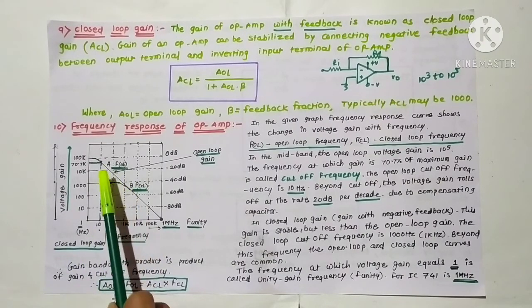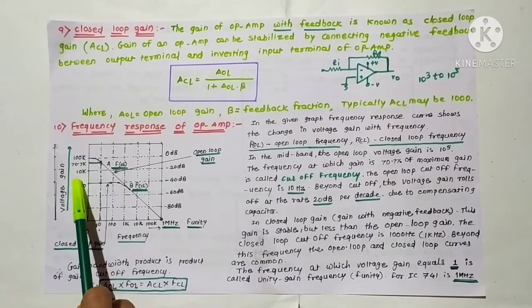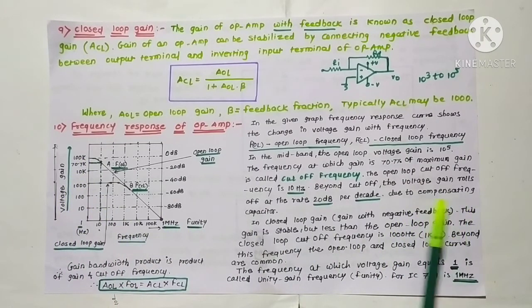And here is a decrease in the gain, meaning gain decreases below this 70.7%. This decrease in the gain is due to the compensating capacitor. Now what happens in closed loop? What is meant by closed loop gain? That is nothing but the gain with negative feedback.